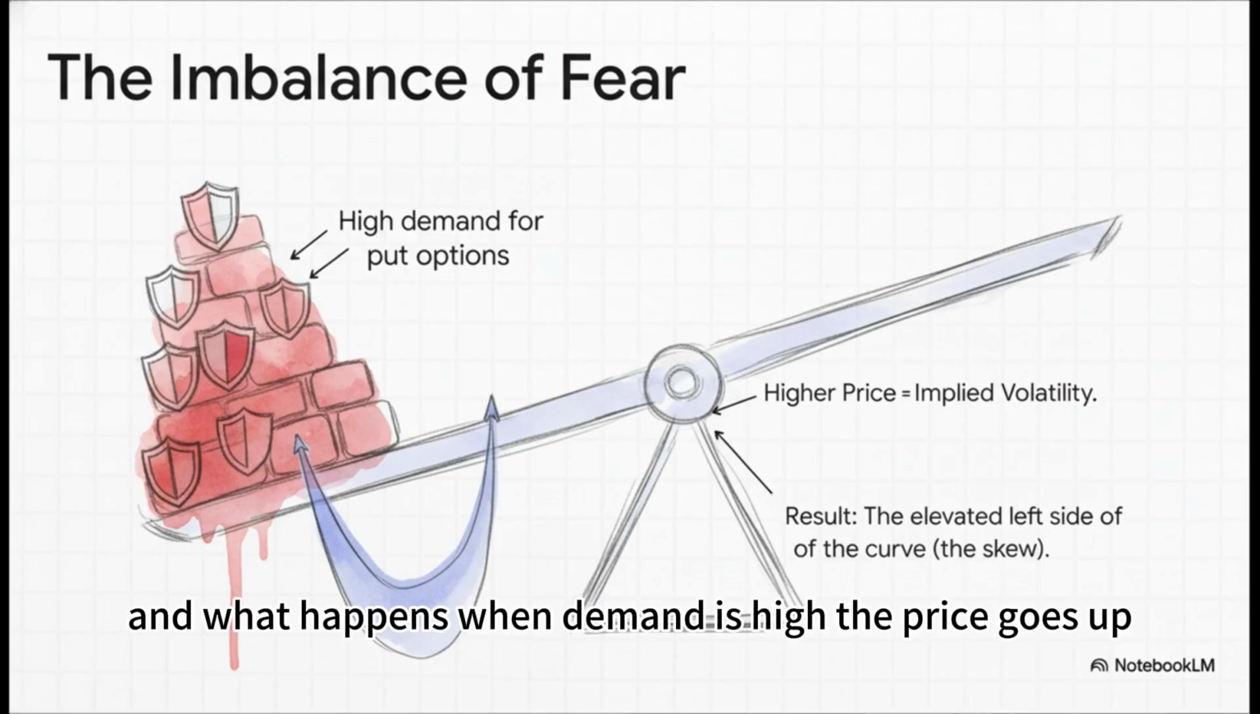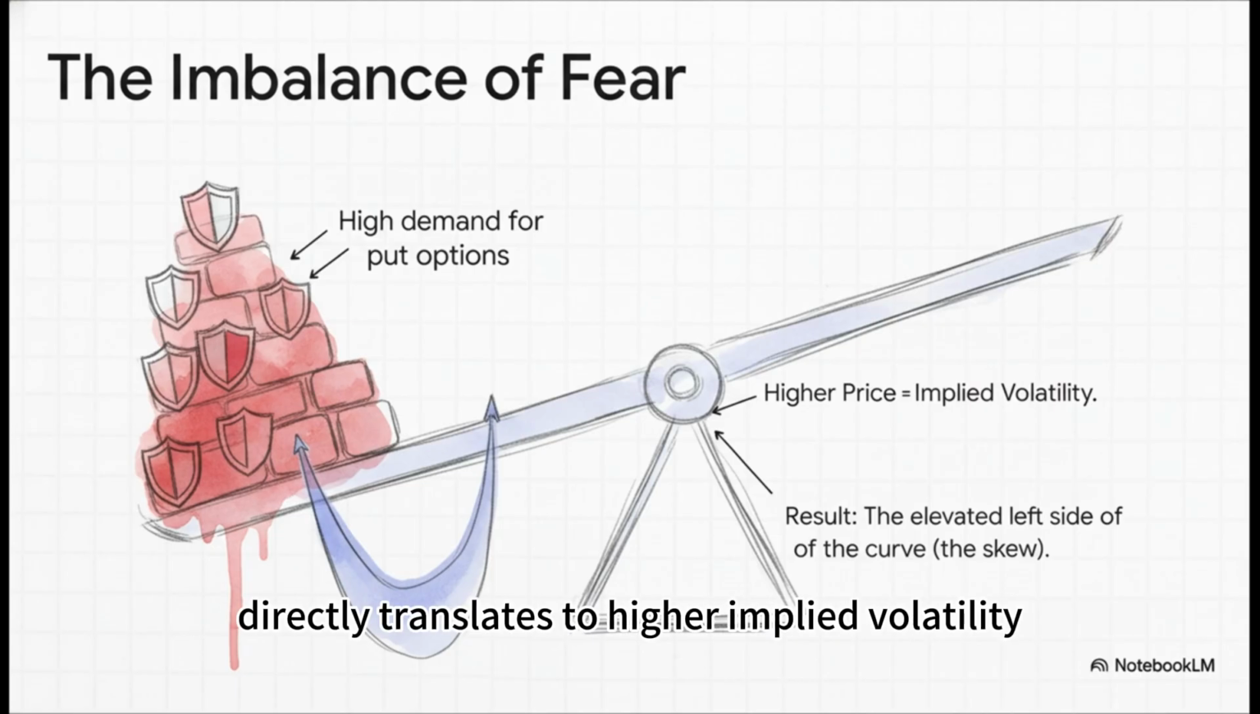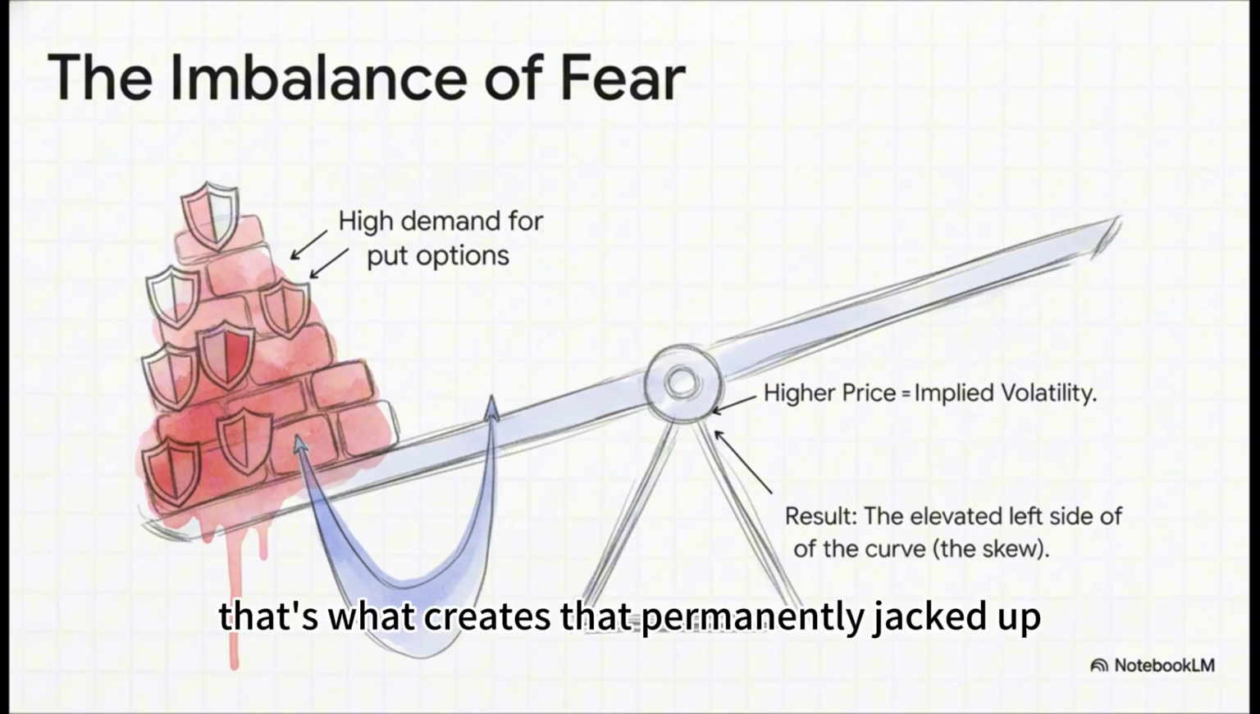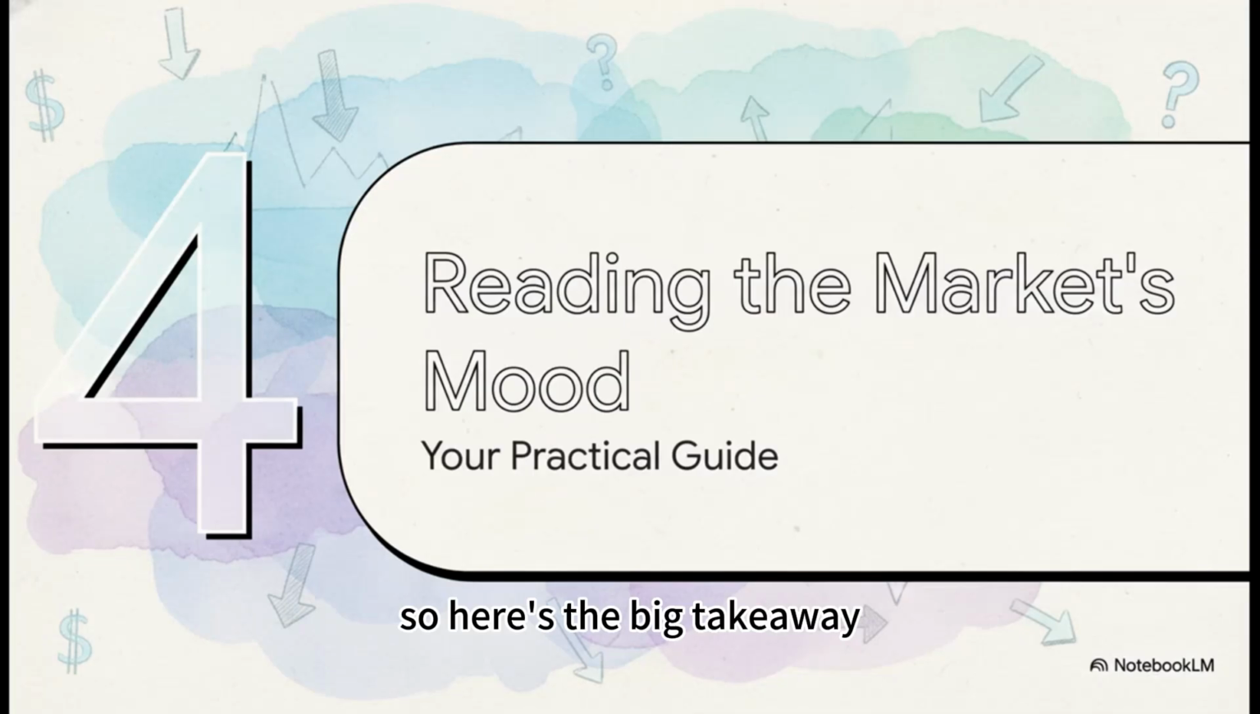And what happens when demand is high? The price goes up. A higher price for those protective puts directly translates to higher implied volatility. And boom, that's what creates that permanently jacked up left side of the curve. That's the smirk.